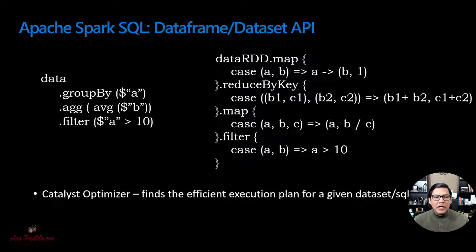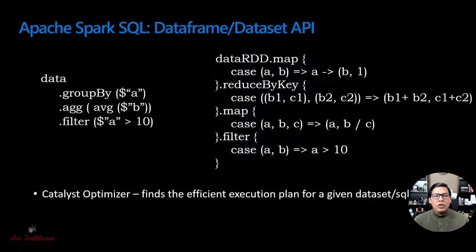Let's say we have a data set with multiple columns, and we want to group the data on column A by doing an aggregation, taking the average on column B, and then we want to do a filter on column A where the value is greater than 10. This is a very simple query that we want to execute, and this is what you see on the left side. This is a DataFrame query that we have written.